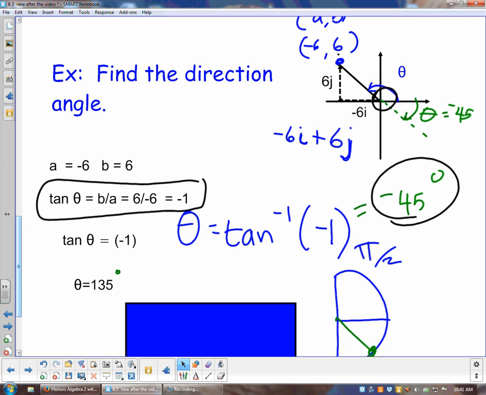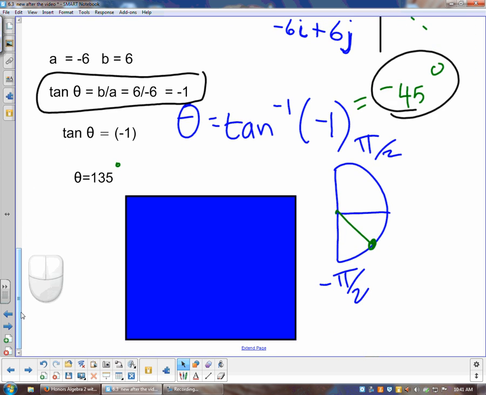This is me just reminding you about tangent inverse. So why is it giving you negative 45 instead of 135? Because your calculator is programmed to tell you tangent inverse, and you remember from section 4.7.